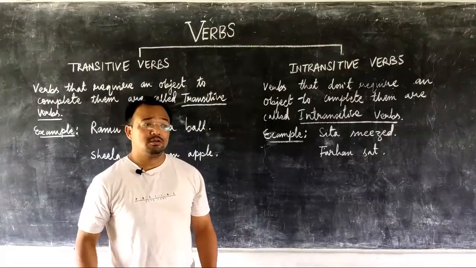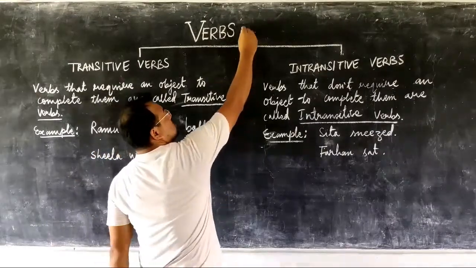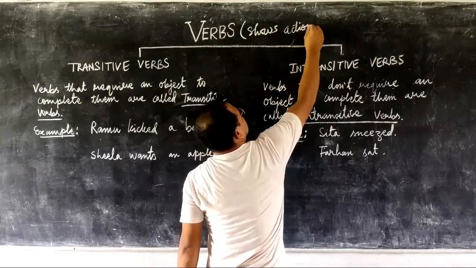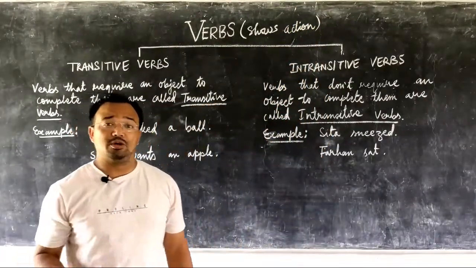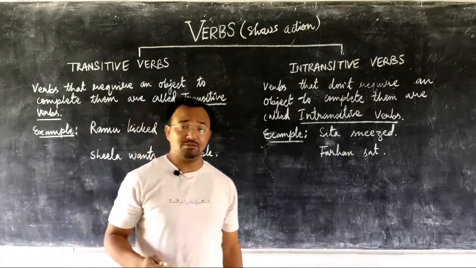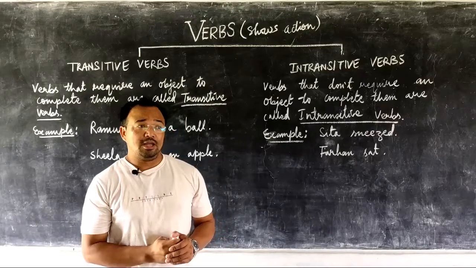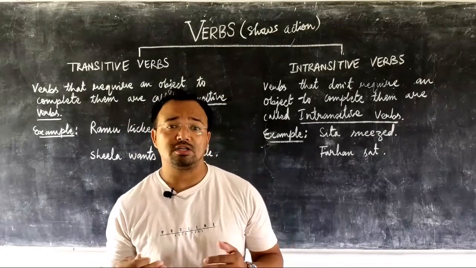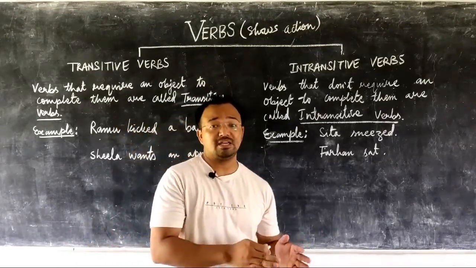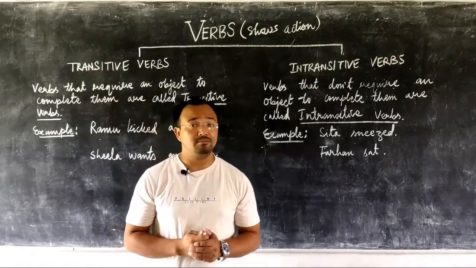So first of all, how will you define the word verb? A verb shows action. Any action performed by the doer is known as a verb. For example, right now I am teaching you, right? The word teaching is a verb, understood? The work is done by the doer, the action is performed by the doer, and that is known as a verb. So this is how you define the term verb.